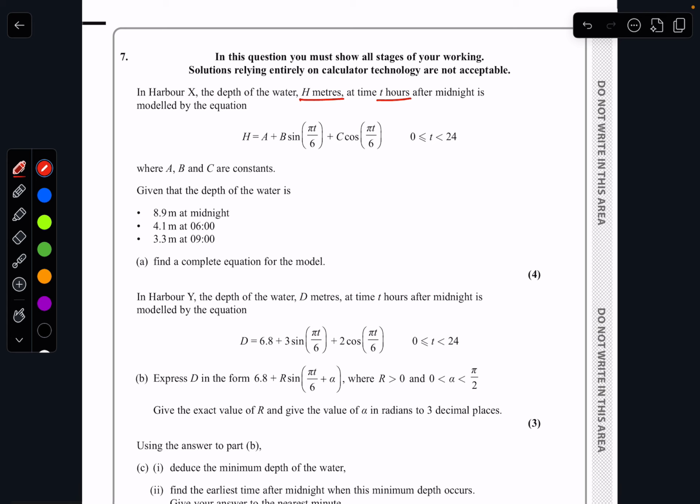So we need to calculate the value of A, B, and C. That's what they're telling us, where A, B, and C are constants. They give us some information in order to do it, so let's go through that information and what it means for us.